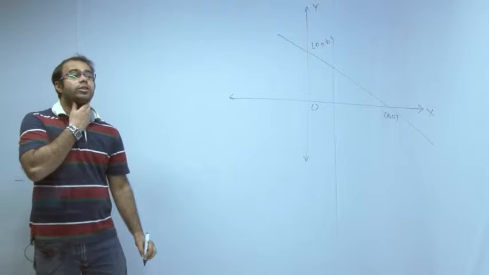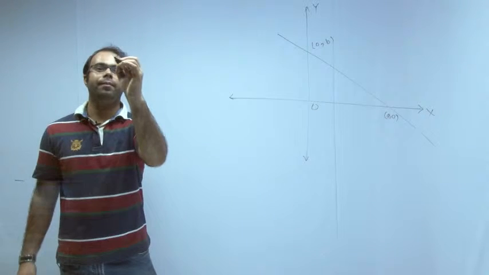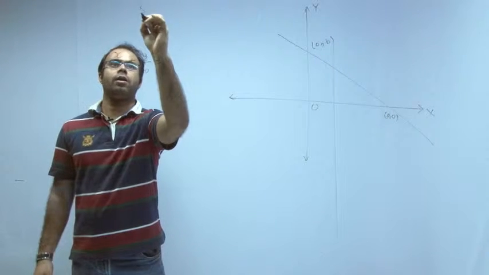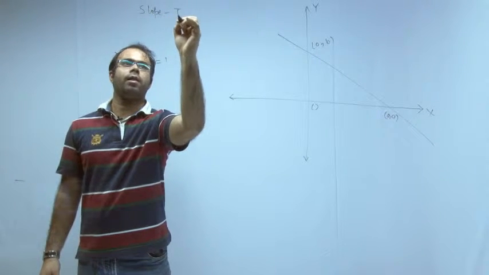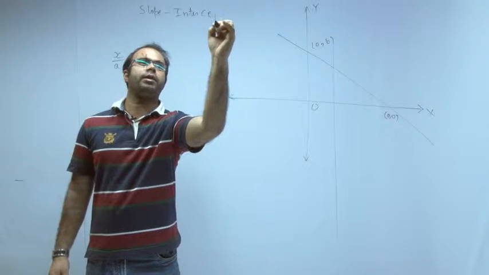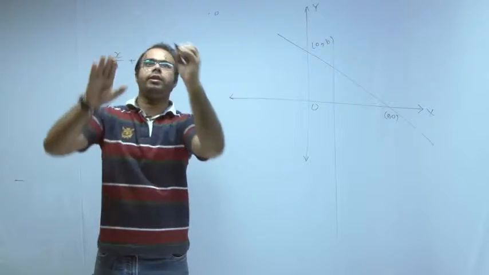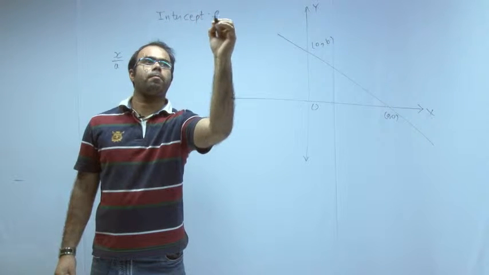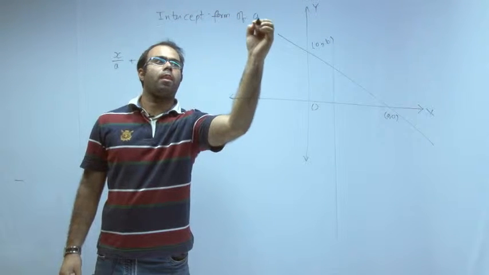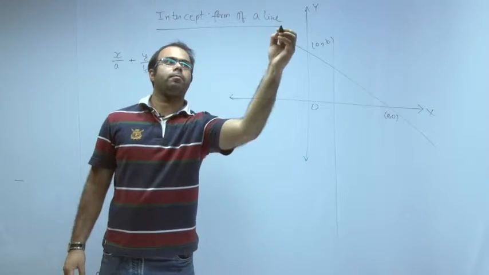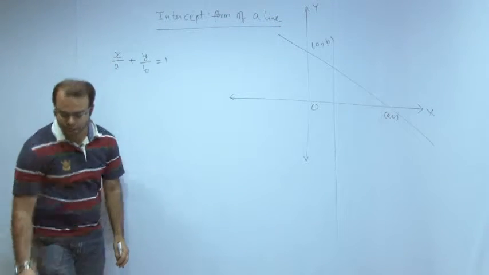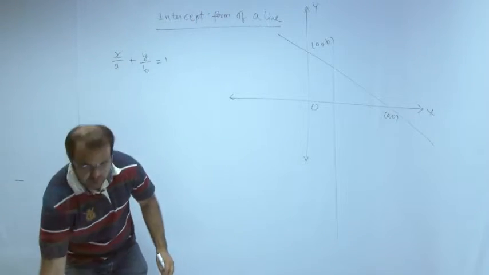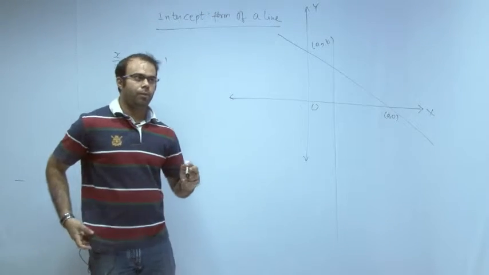How do you write the equation of the intercept form of a line? x by a plus y by b equal to 1. I will just tell you how to write the intercept form of a line, but the whole calculation part you have to do on your own.